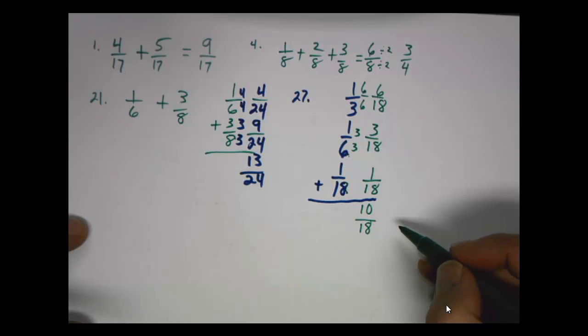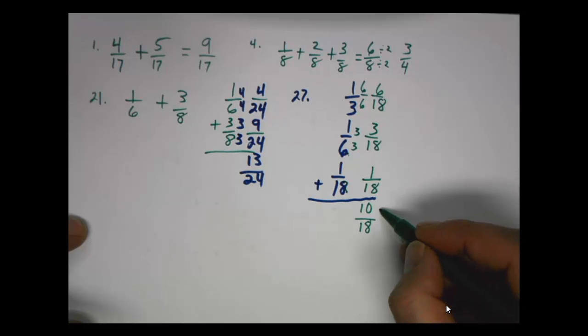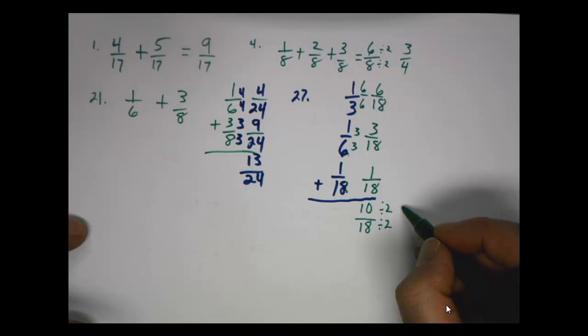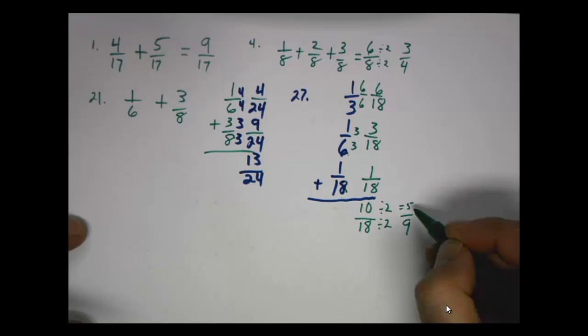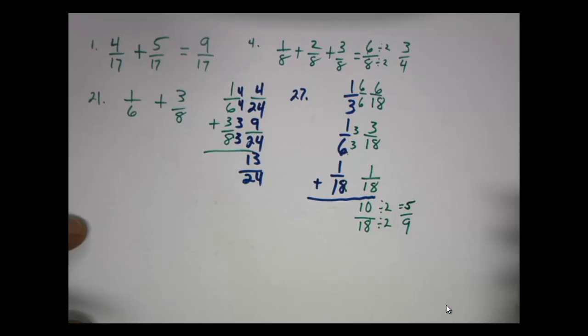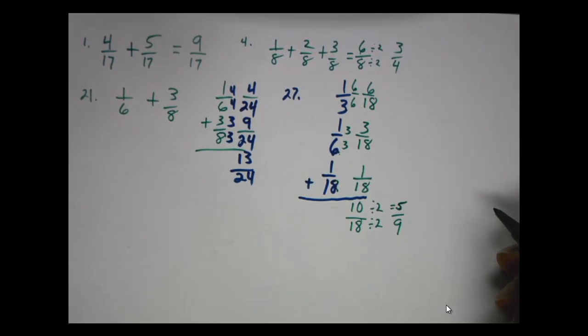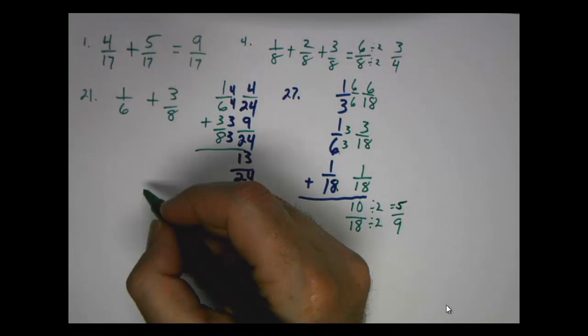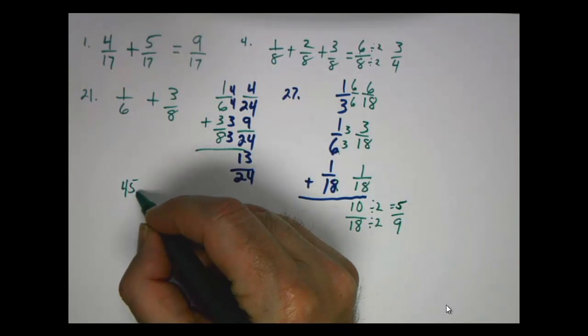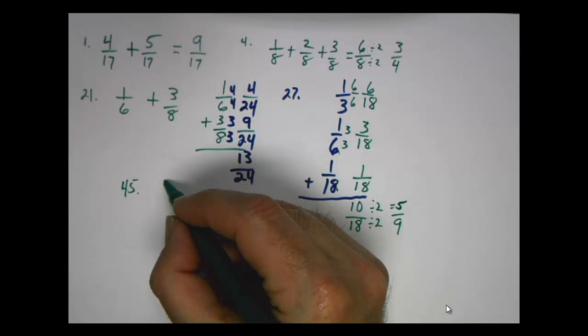Well, 10/18, both are even, therefore I know that 2 goes into both of these. When I divide 10 by 2, I get 5, and 9 on the bottom. So our answer simplified is 5/9. As we continue on down the page, they're not going to get any more difficult. The process is going to remain the same.